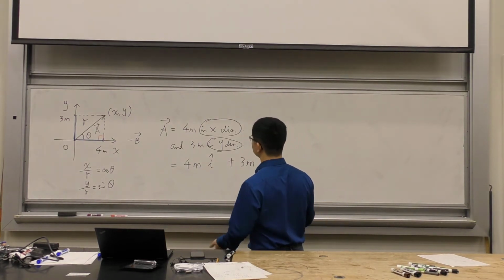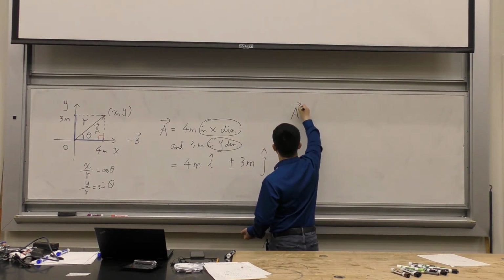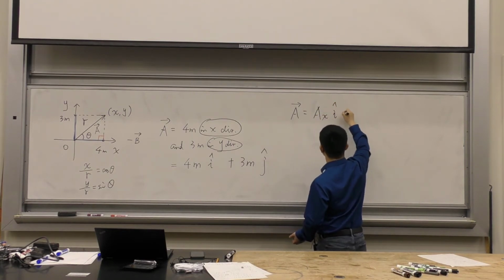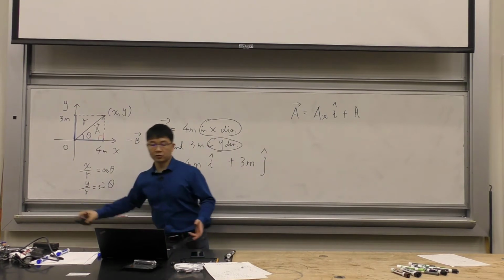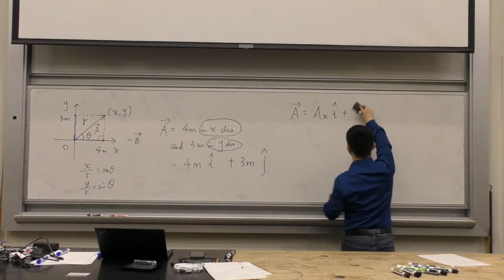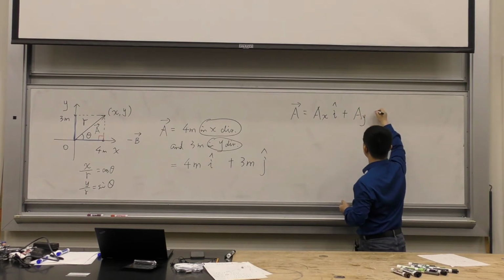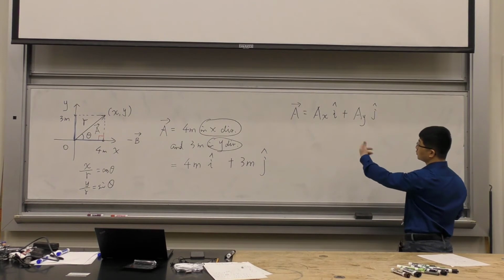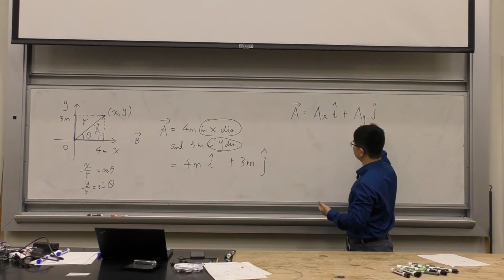So that's going to be a general way to write a vector. If I have a vector A, I'm going to break it into x and y components, so I can always write it this way in general: the x component of A in front of I hat, the y component of A in front of J hat. When I see this, I know you just mean it has this component in x direction and this component in y direction.